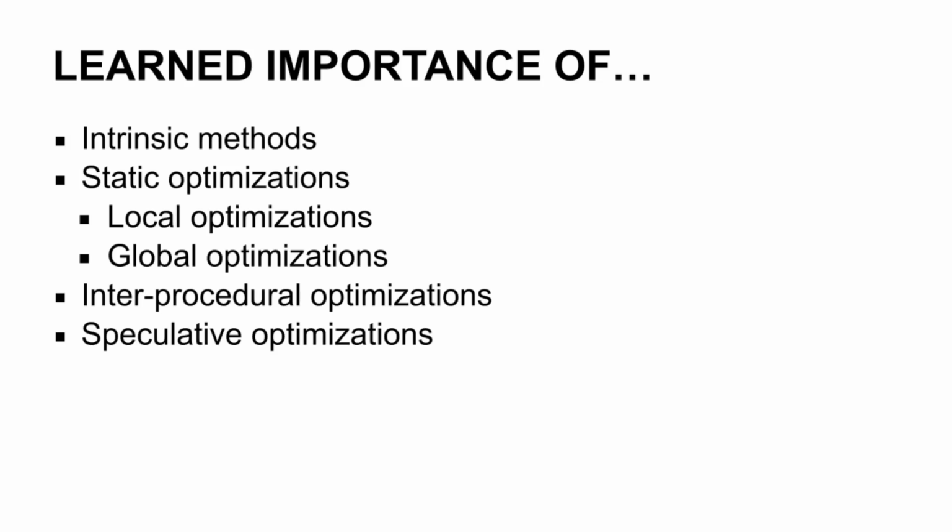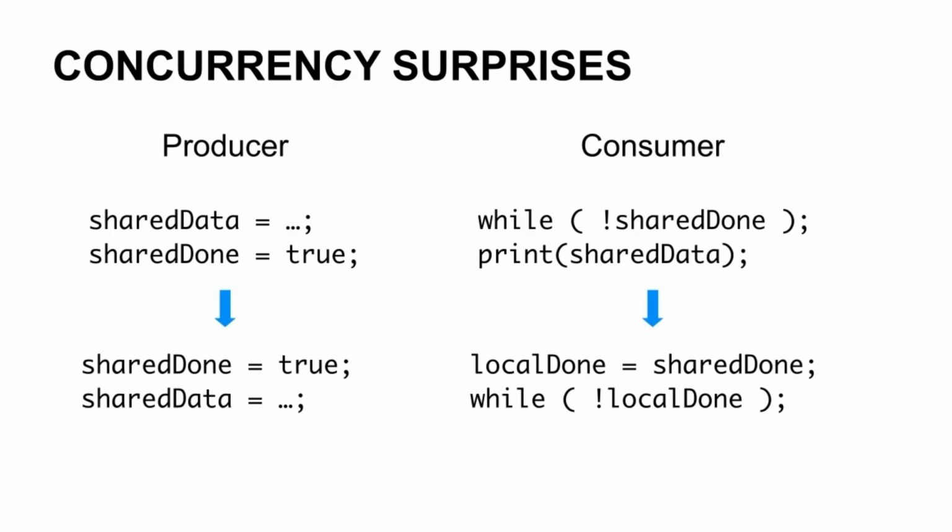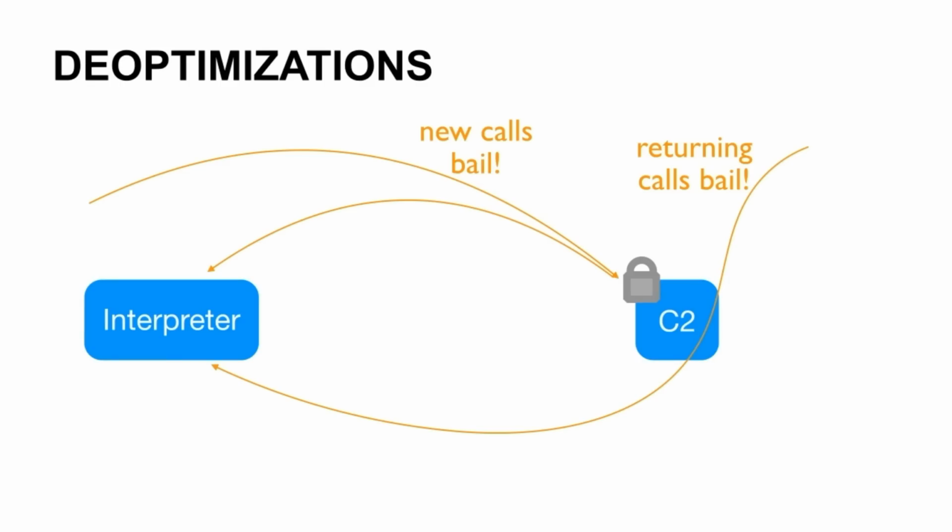And we've learned the importance of the different types of optimizations, the role of intrinsic methods, the role of static optimizations, both local and global, the importance of interprocedural optimizations, and speculative optimizations. And we've learned that while these optimizations are seemingly obvious and a good idea, they can have some very surprising implications in certain contexts. Particularly when we start trying to write concurrent code, these optimizations that worked to our advantage before can quickly prove harmful. And we've seen that while speculative optimization is a powerful tool that we need to make Java code run quickly, it does come with the cost of de-optimization, which will send us back to the interpreter, which is orders of magnitude slower than C2, the server compiler.